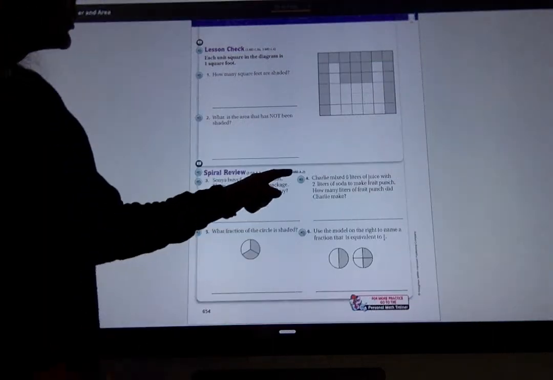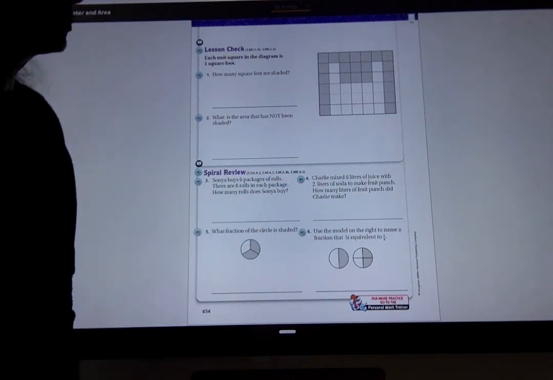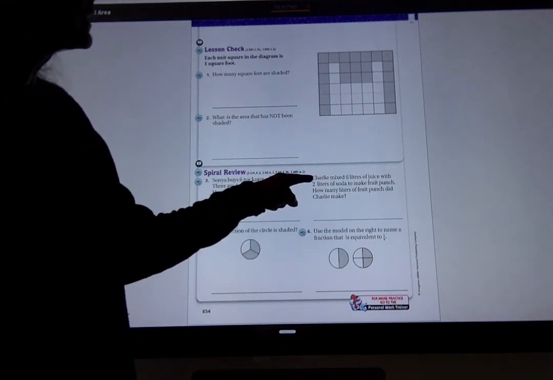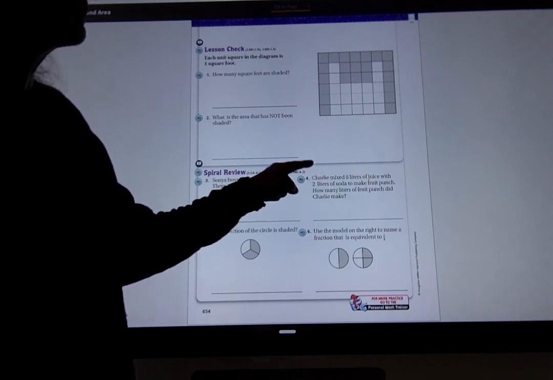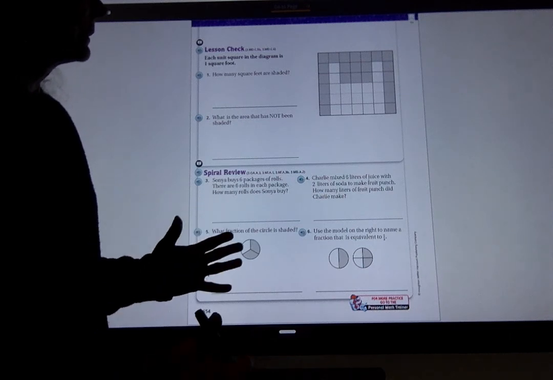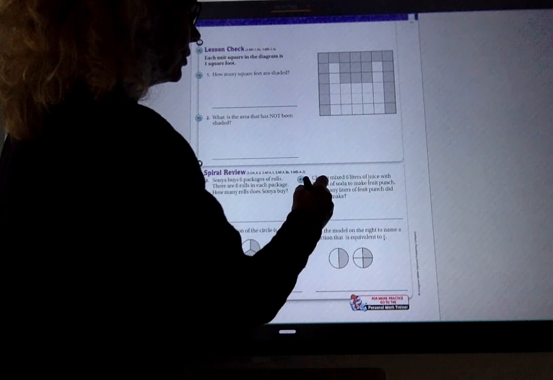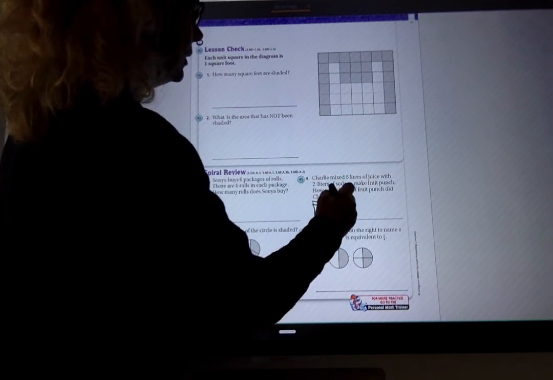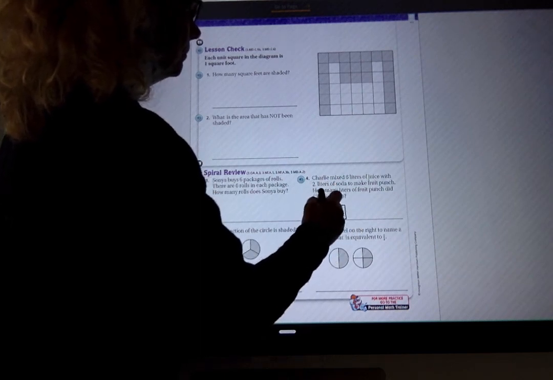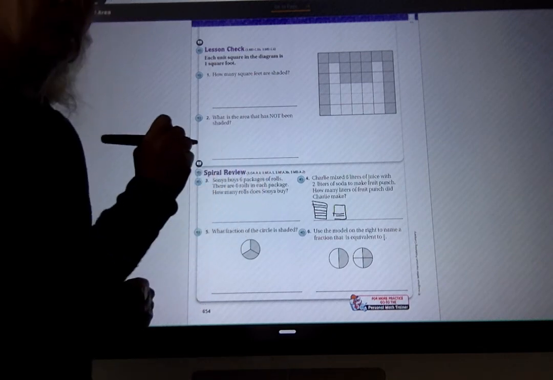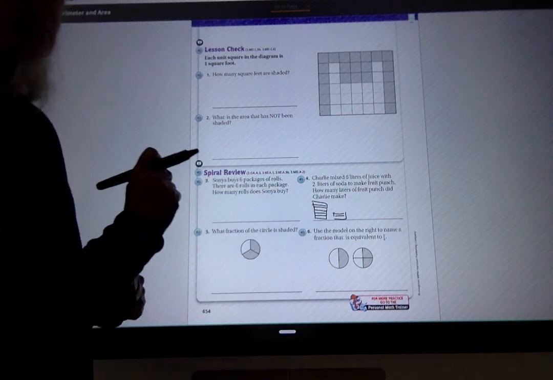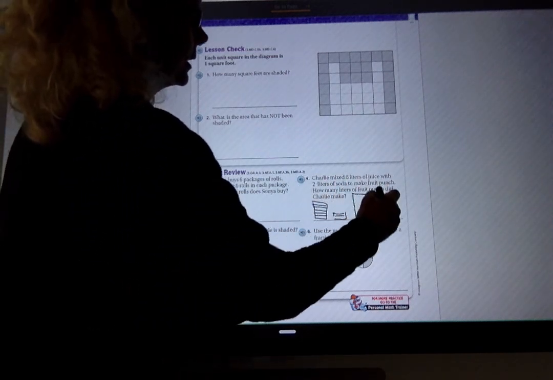Number 4. Charlie mixed 6 liters of juice. Remember, we use liters to measure volume, liquids. So he mixed 6 liters of juice with 2 liters of soda to make fruit punch. How many liters of fruit punch did Charlie make? Well, let's see. He had 6 liters of juice, and then he added 2 liters of soda pop. So that would leave us with, how much altogether could we pour into this big pitcher?